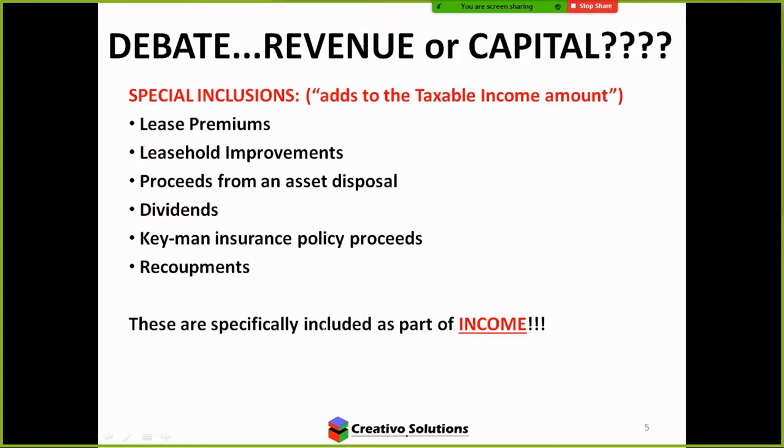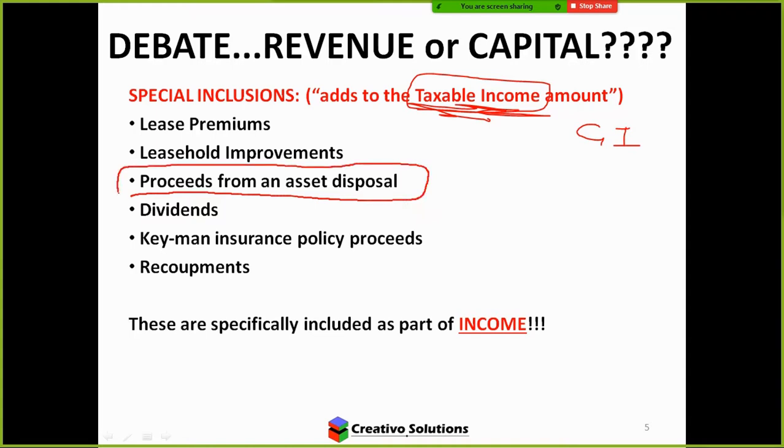All right, this is also something we looked at before, a special inclusion. This was covered when we spoke about gross income. Remember with taxable income, we're working out gross income and then adding and subtracting different line items. The reason why the slide is up here is because of this. If you get proceeds from an asset disposal, that would be seen as income. It's a special inclusion. You have to include it. Any recoupment would be included as well. A recoupment, we saw last week when we looked at capital allowances. A recoupment is basically the same as a profit on sale, but from a tax perspective.